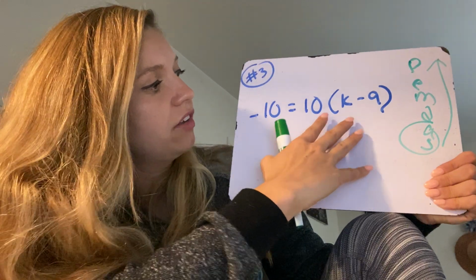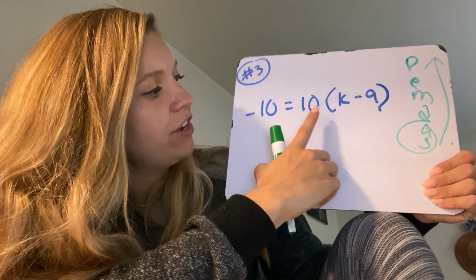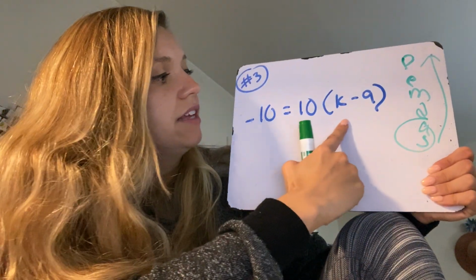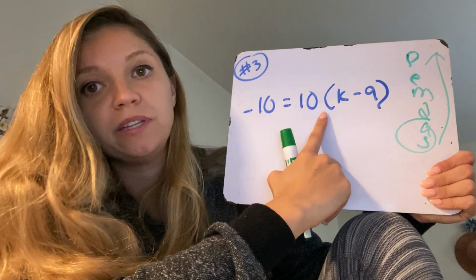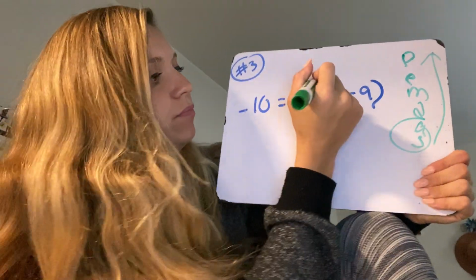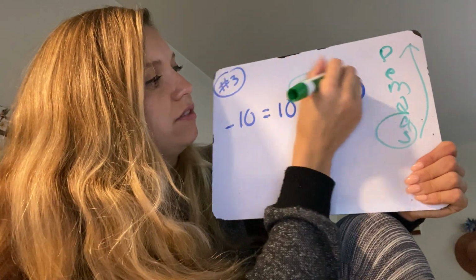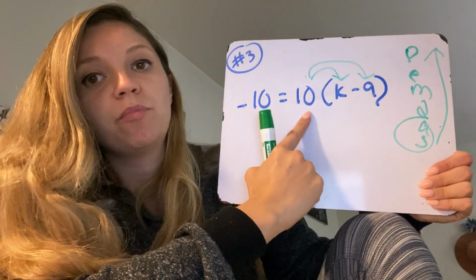So I'm going to start here. Now, what I have here is a number on the outside of parentheses. That means that I have to distribute that number, which means multiply it by everything inside. So I just put my little arrows. That's what you always do whenever you have a number outside of the parentheses.